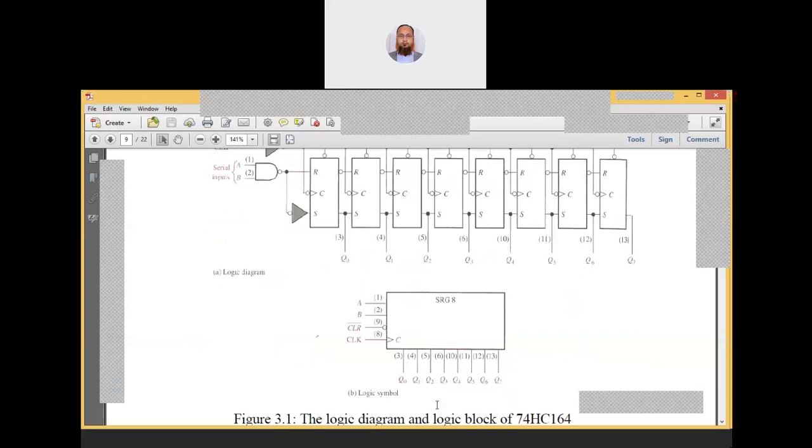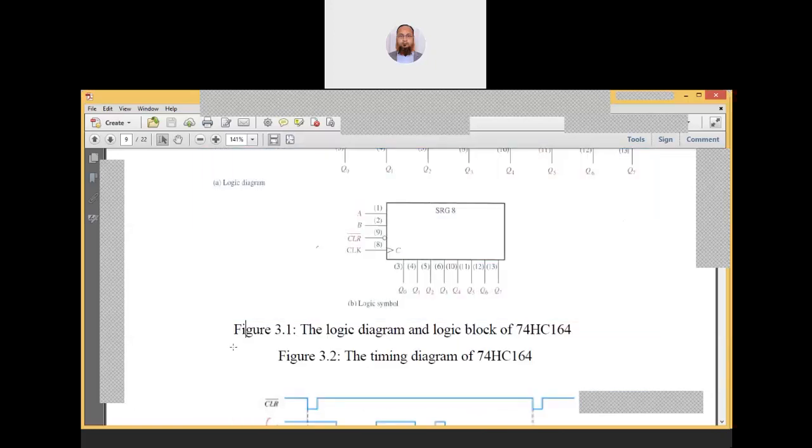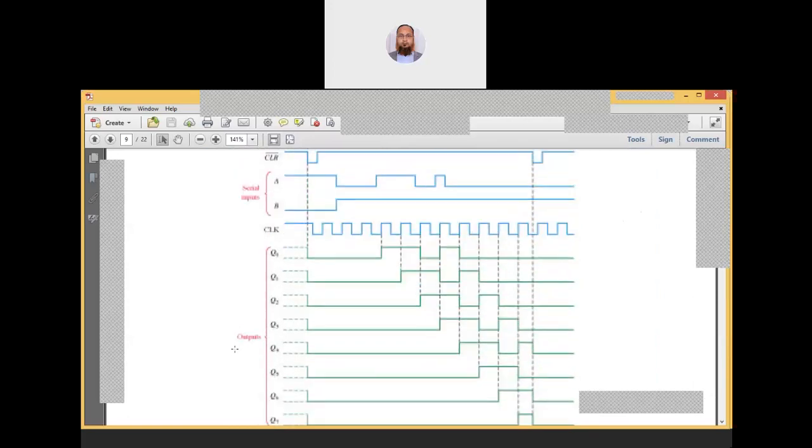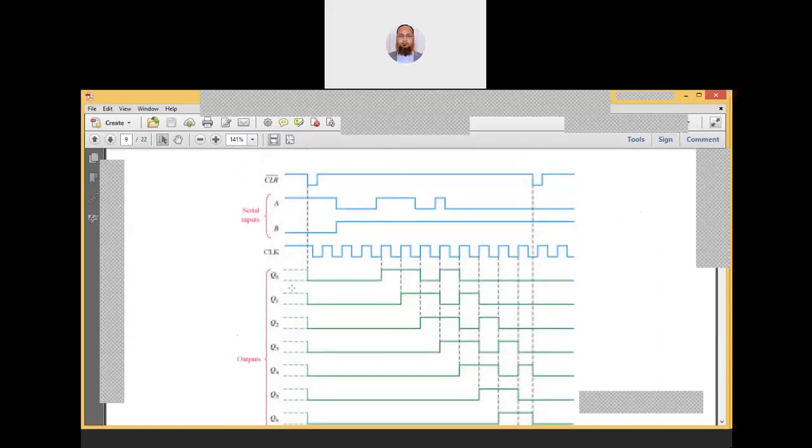On the bottom side, they have shown the logic symbol of that IC. What has been shown here is a waveform for all the input variations.